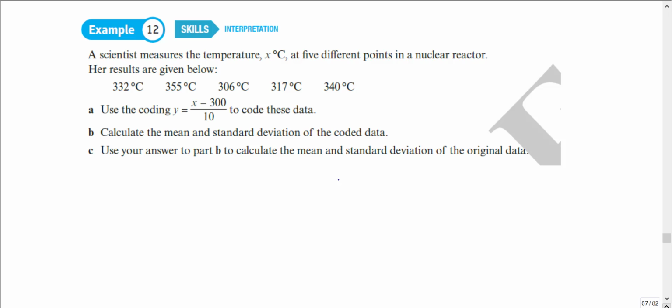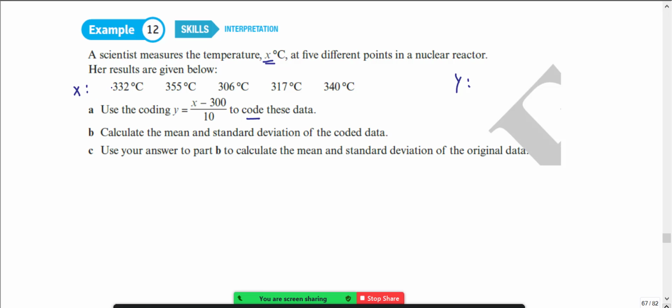Okay, let's check the example here. The example says a scientist measures the temperature x, the original data, at 5 different points in a nuclear reactor. Use the coding y to code this data. What does to code mean? These are x values, and we need to change them to y values.